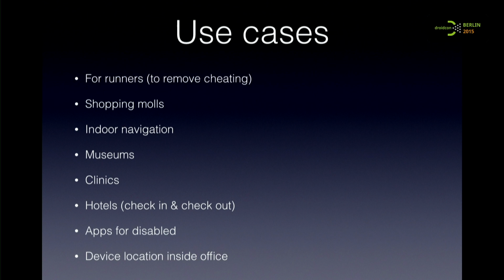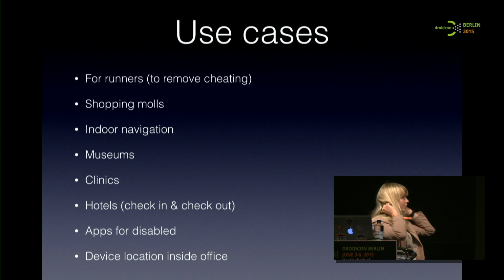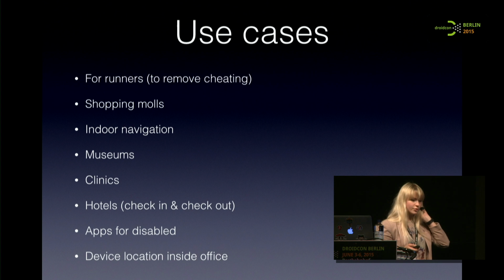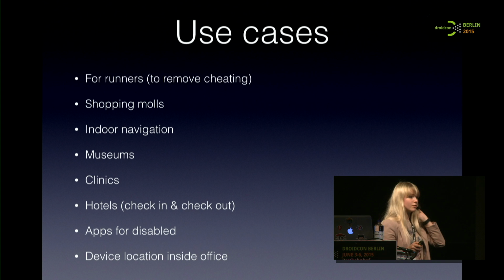Let's describe the typical use cases when beacons will be used. The first is for runners: to prevent cheating, we can add beacon devices along the road. When a runner goes across this device, they will be automatically checked. As I said, in shopping malls it's used for showing discounts, sales, and so on.